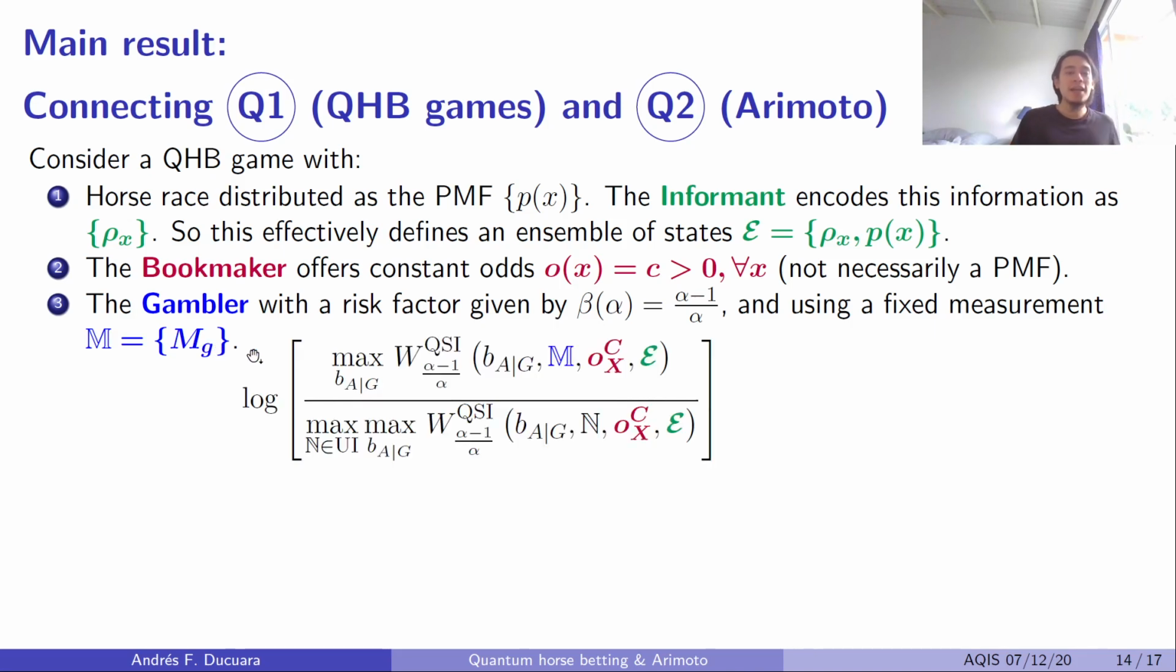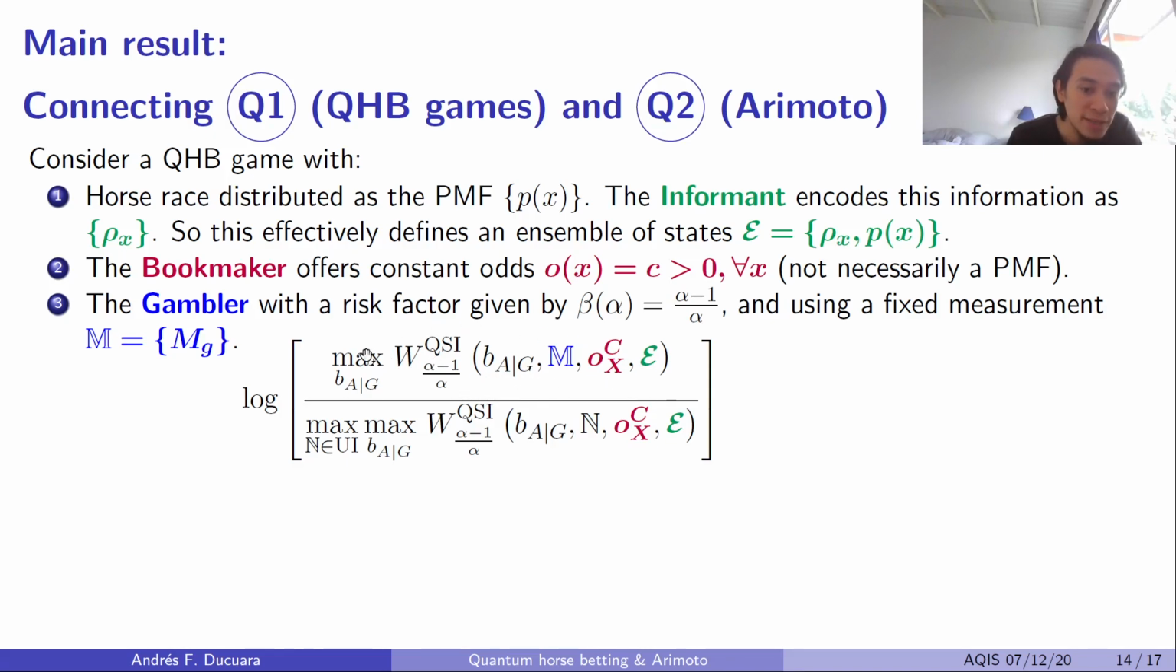So now we want to analyze the following ratio. Here we have in the numerator the wealth obtained by the gambler when playing this particular horse betting game with the fixed measurement, and we're going to allow this player to maximize over all possible betting strategies, the best.